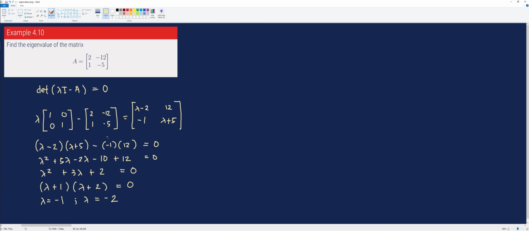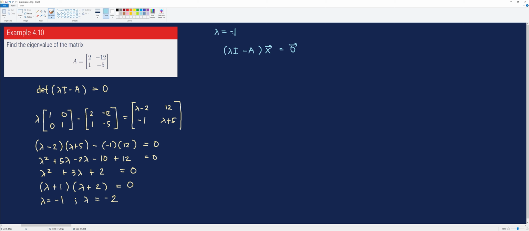Now, let's find the eigenvectors for this matrix. To find the eigenvectors of this matrix, we will consider the two eigenvalues we currently have independently. So we will consider first negative 1, then next we will consider negative 2. So let's first consider lambda is equal to negative 1. To find the eigenvector associated with this lambda, we have this equation, that is lambda times I minus A times the vector x, which is equal to the 0 vector.